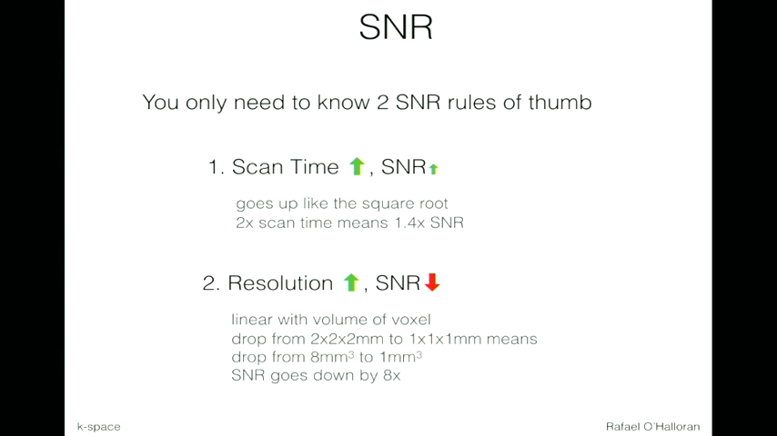And then the second rule of thumb is that when the resolution goes up, the SNR goes down. And this is linear with the volume of the voxel. So if you drop from 2 millimeters isotropic to 1, that corresponds to a volume decrease from 8 millimeters cubed to 1. So your SNR will go down by 8-fold. And it goes down in a linear way. So we'll also talk about the kind of intuitive reason why that happens.